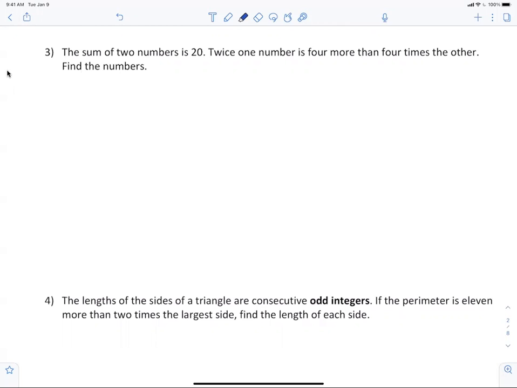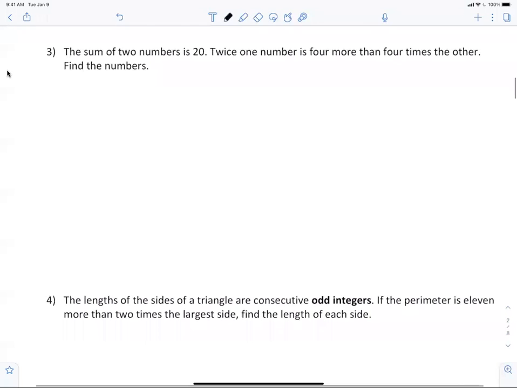All right, now, how many things are we talking about here? Two numbers. So we're going to write down first number. I'm going to write down a second number. Now, what's true about these two numbers? They equal 20. So what's one number? X.